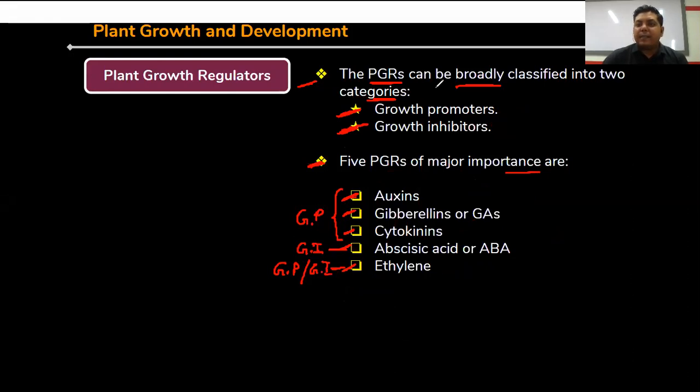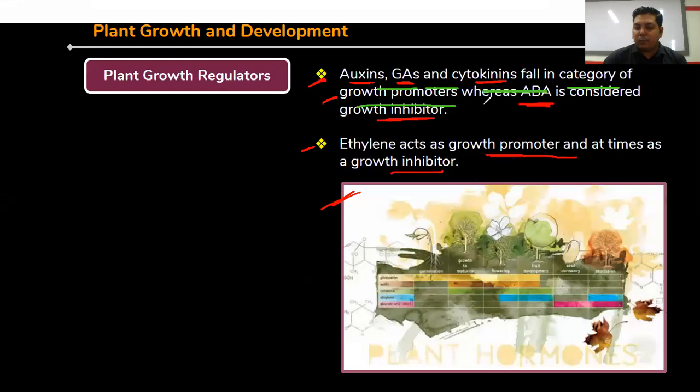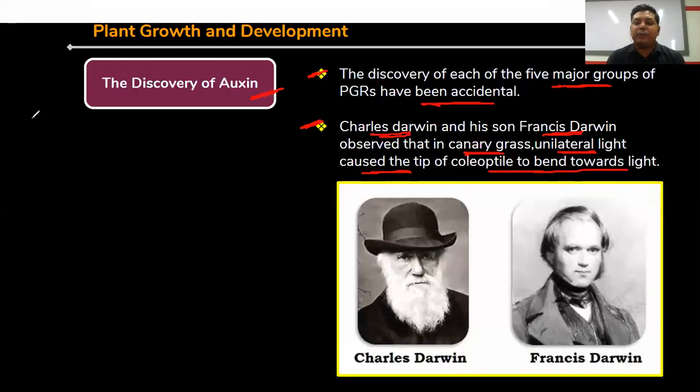So auxin, gibberellin, and cytokinin fall in the category of growth promoters, obviously, whereas ABA is considered a growth inhibitor. Ethylene acts as a growth promoter at one time and a growth inhibitor at another. Clear? In case of ethylene, on the basis of environmental conditions, it sometimes acts as a growth promoter, and on the basis of environmental conditions, it acts as a growth inhibitor. Clear? Now we have to read their discovery, how these 5 types of plant growth regulators were discovered.